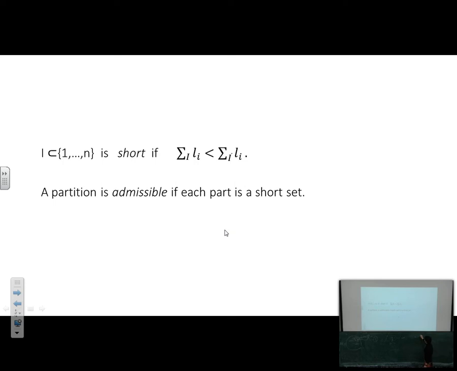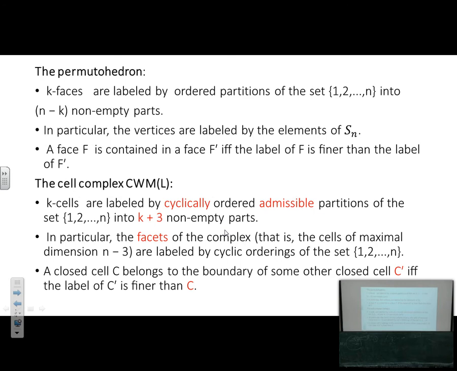So it's a partition of some sets, and the total length of each subset should not exceed the length of the rest. That's clear. Okay, so what we summarize here.